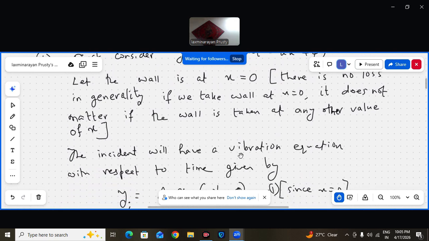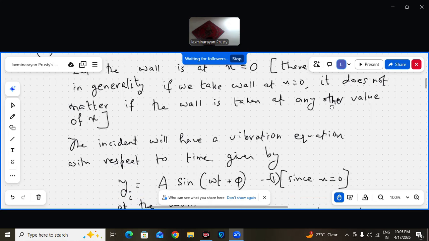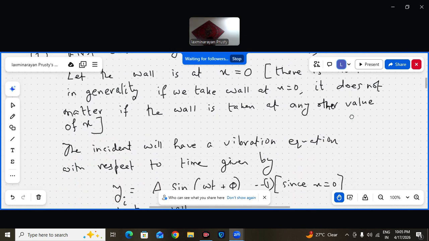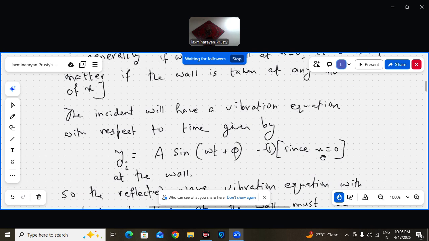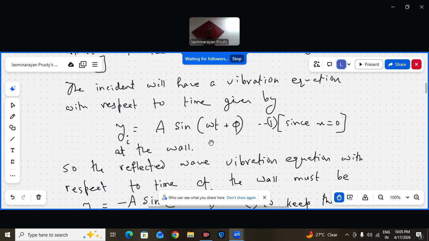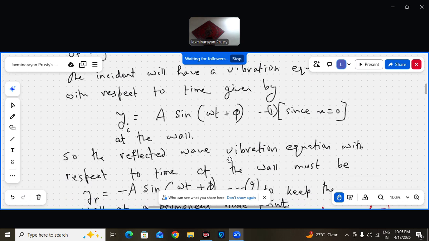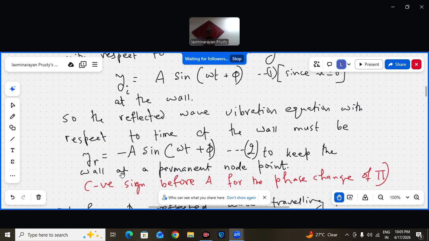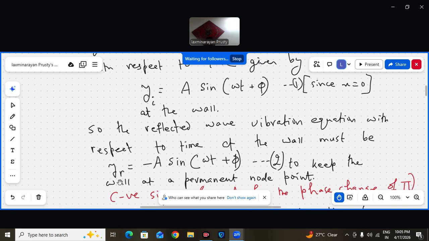So the incident wave will have a vibration equation. We put x is 0. What is the vibration equation there? A sine omega t plus phi. Since x is 0, at the wall this is the vibration equation with respect to time. But the reflected wave's vibration equation with respect to time at the wall must be such that the wall point is a permanent node. So that must be equal to yR, where R means reflected.